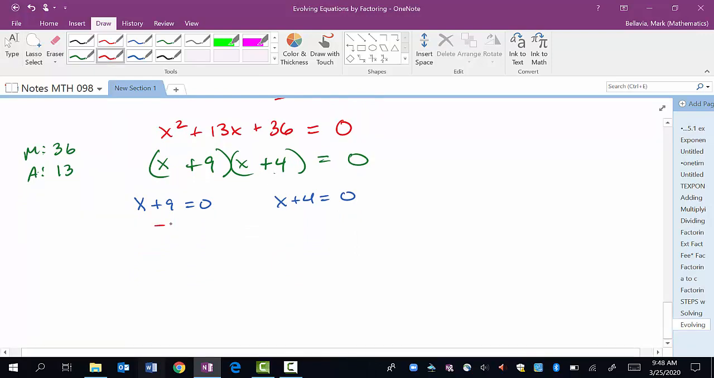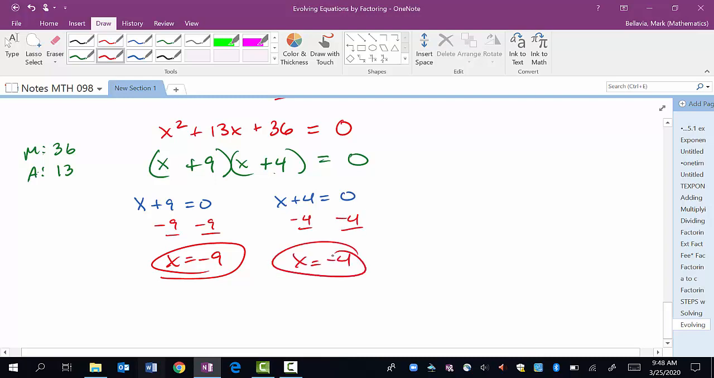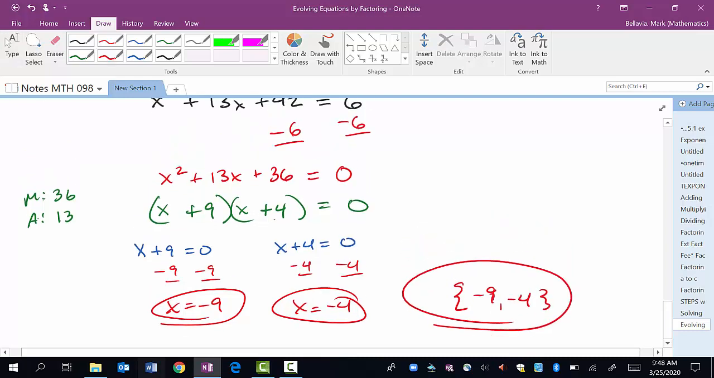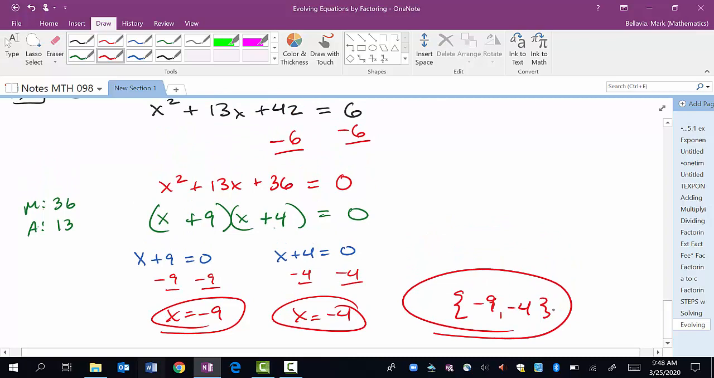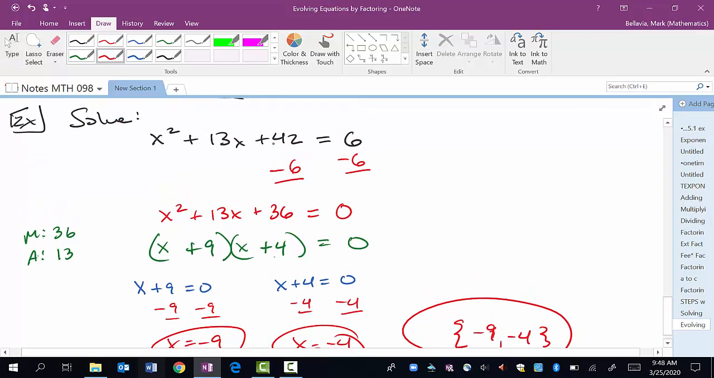So here to solve for x, I subtract 9 from each side. I get x equals negative 9. Here, I'll subtract 4 from each side. I get x equals negative 4. And so I have 2 answers. The 2 answers, my solutions, are negative 9 and negative 4. This is just writing that same answer in set notation inside curly braces. Keeping in mind, negative 9 and negative 4 are what make this original problem true.